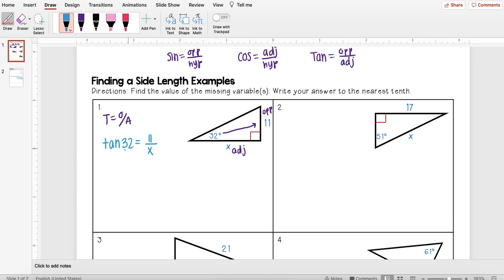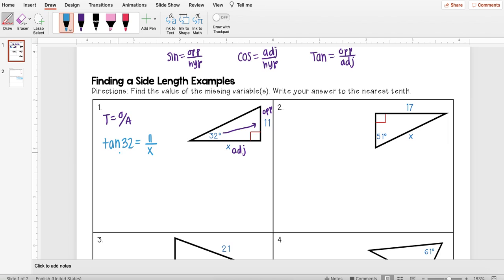So when we're doing this, make sure you always put the angle with your trig ratio. So here, tangent of 32 is equal to 11 over x. That angle always is attached to your tan, cosine, or sine. Now I need to actually solve this.